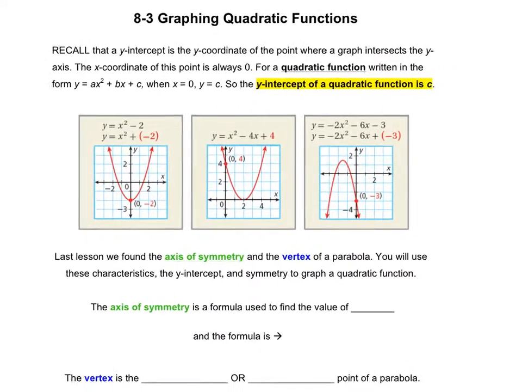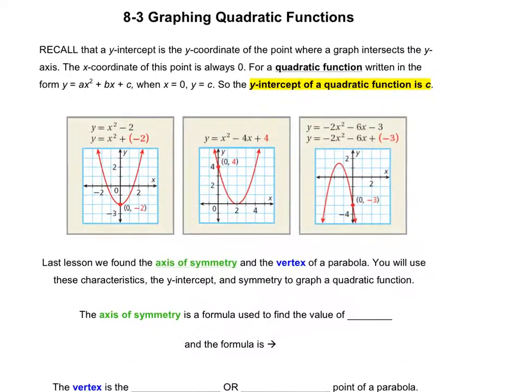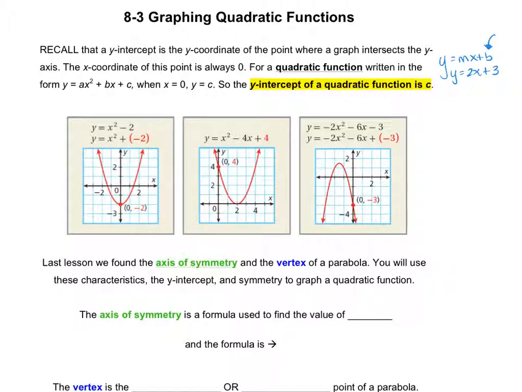This is 8-3, graphing quadratic functions. If you remember when you did y equals mx plus b, the b was the y-intercept, the number by itself. So for instance, if it's y equals 2x plus 3, then the 3 is the y-intercept.